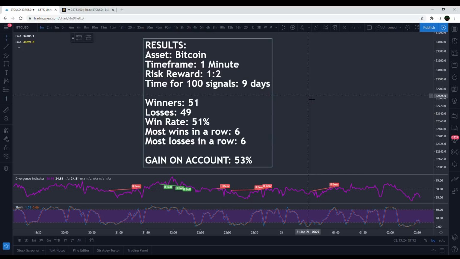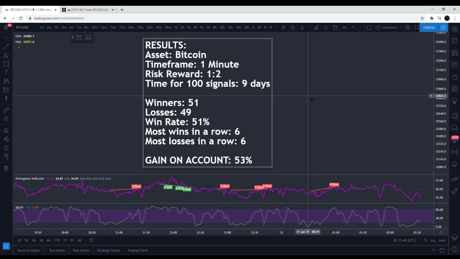All right, the results are in after the 100 back tests on Bitcoin's 1-minute chart, and it only took 9 days of price data to find the 100 signals. This strategy did very well using a 1-to-2 risk reward ratio. There were 51 winners, 49 losses, giving it a 51% win rate. The most wins in a row was 6, and the most losses in a row was also 6.